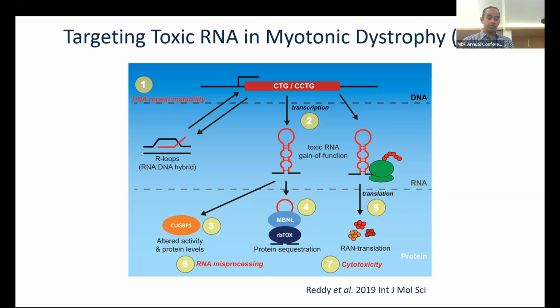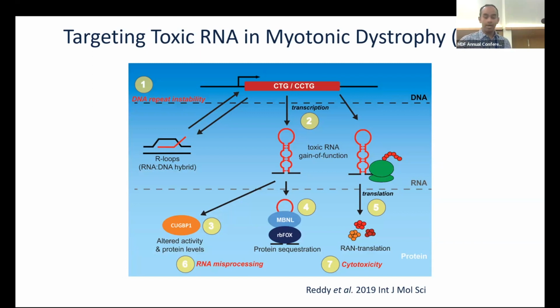And so in terms of thinking about therapeutics, these toxic processes could be targeted individually. However, approaches that target the production or accelerate the degradation of these toxic RNA molecules should theoretically circumvent all these downstream toxic consequences to the cell.